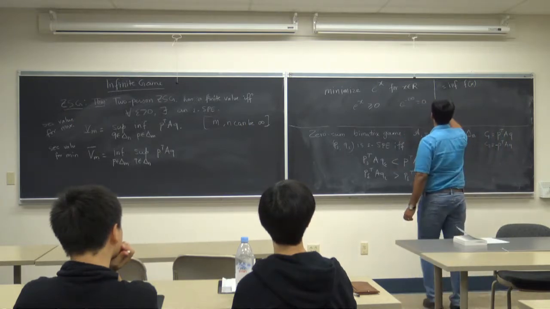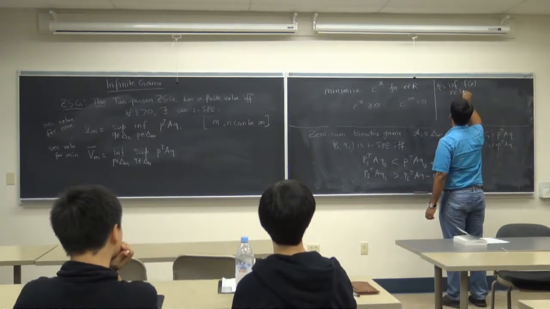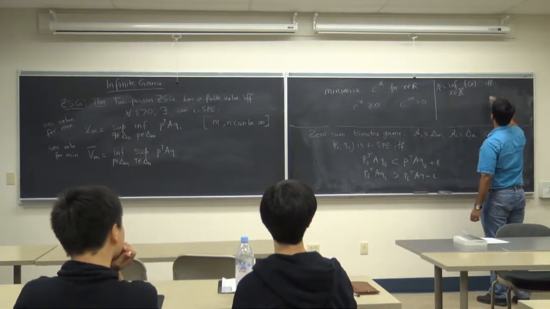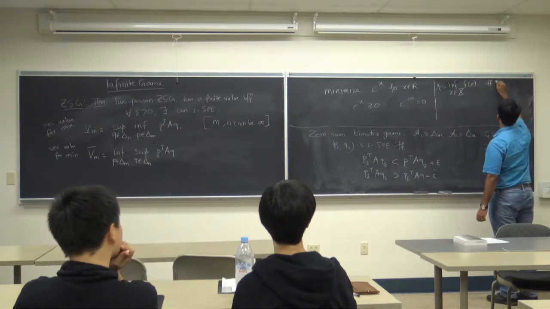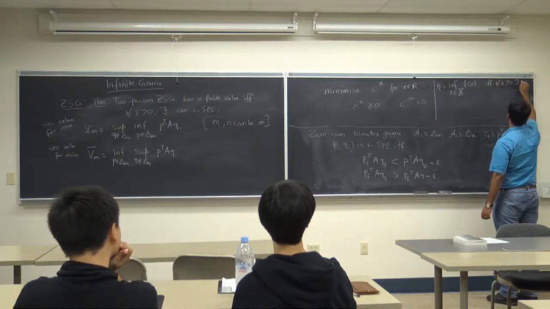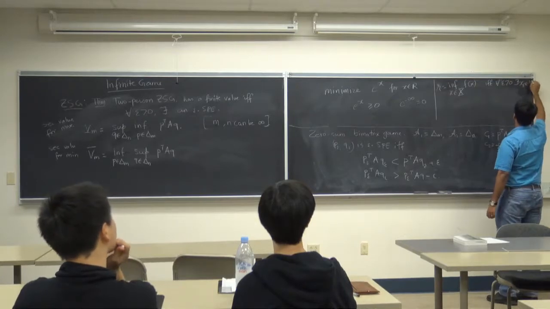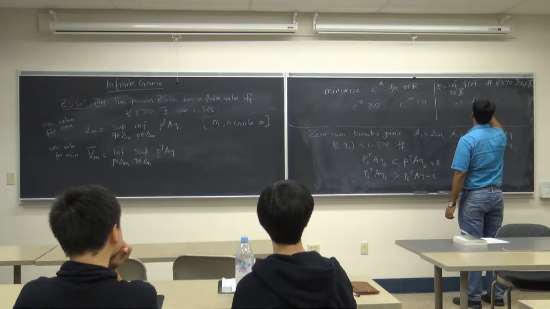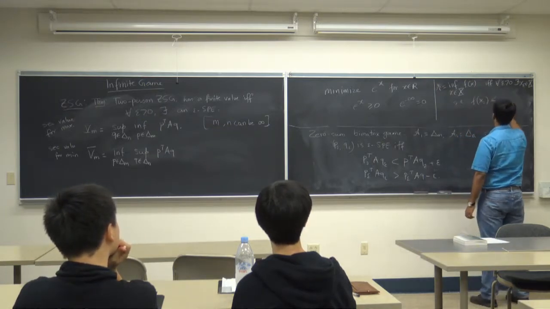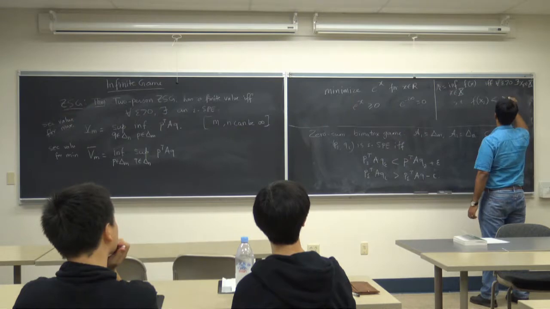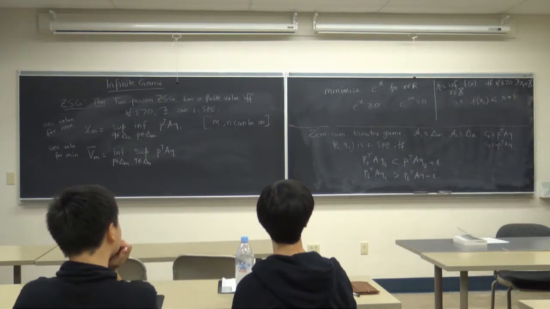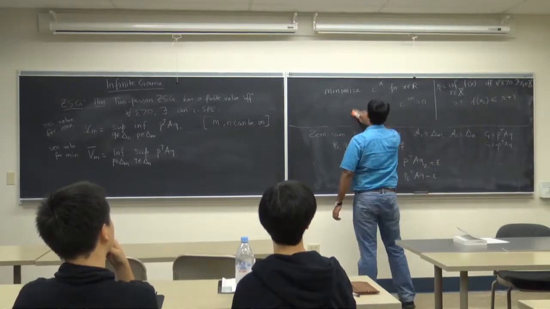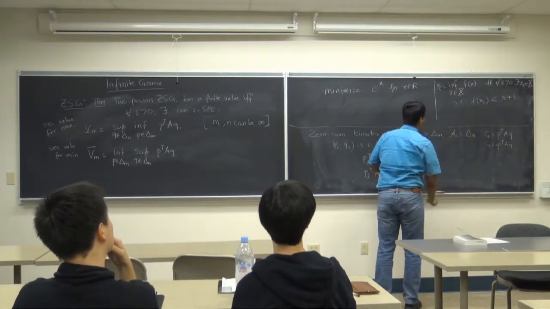R? Okay, thanks. R, x is in some set X. So R is the infimum if and only if for every epsilon greater than 0, there exists an x epsilon in X such that f of x epsilon is less than R plus epsilon. Okay? So that's the definition of infimum.